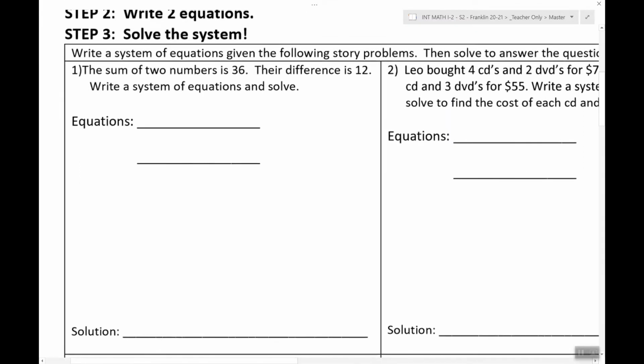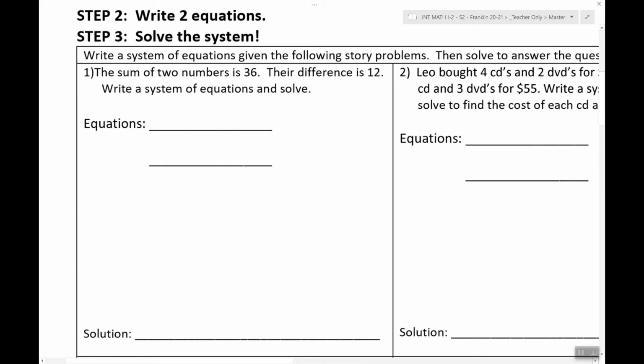So let's take a look at the first one. We got the sum of two numbers is 36. Their difference is 12. Write a system of equations and solve. Now, anytime you read a problem and your goal is to set up a system of equations, it's important to identify the information that you'll use for each equation. So in this case, we have the sum of two numbers is 36 and their difference is 12. Well, the sum of two numbers is 36. That's actually all the information we need for the first equation.